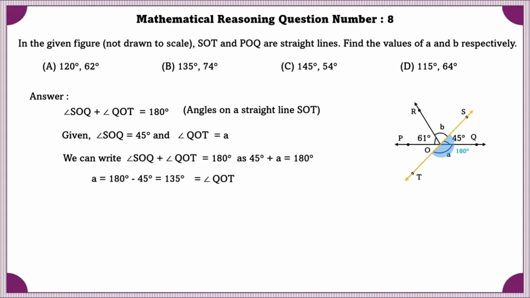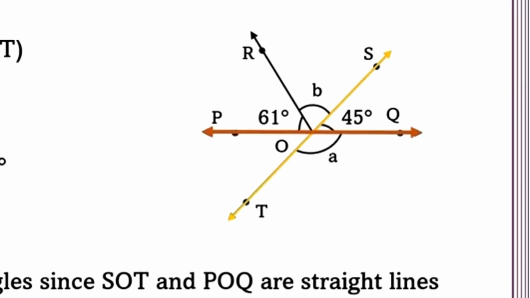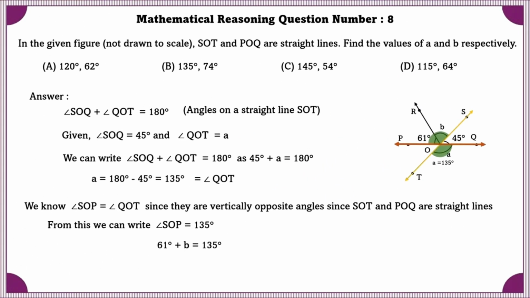That is 135 degrees. We know angle SOP and angle QOT are vertically opposite angles, since SOT and POQ are straight lines. From this, we can write angle SOP is equal to 135 degrees. Using this, we can find the value of B, that is 74 degrees.